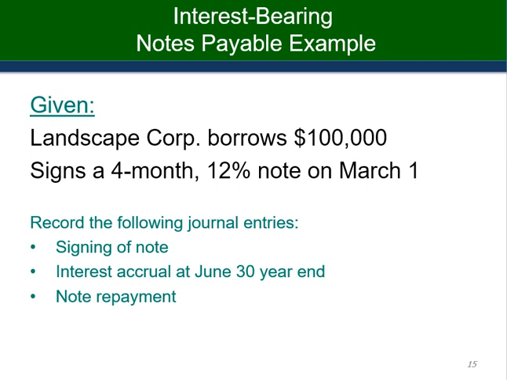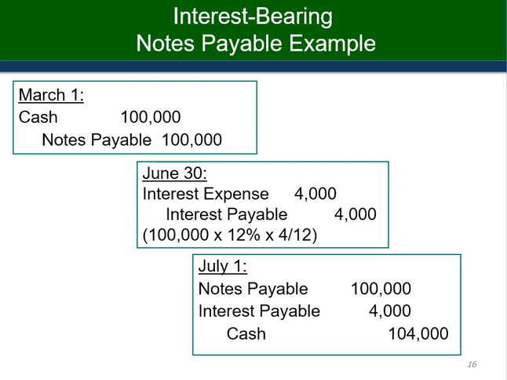So the journal entries. March 1st, we would get cash, and we would record the notes payable, so debit cash, credit notes payable. And then on June 30th, after 4 months have passed, we would record the interest expense for the entire 4-month period. So it would be the obligation of $100,000 times 12% times 4 months out of 12. So that's $4,000. And then on July the 1st, presumably the next day, we actually pay the note.